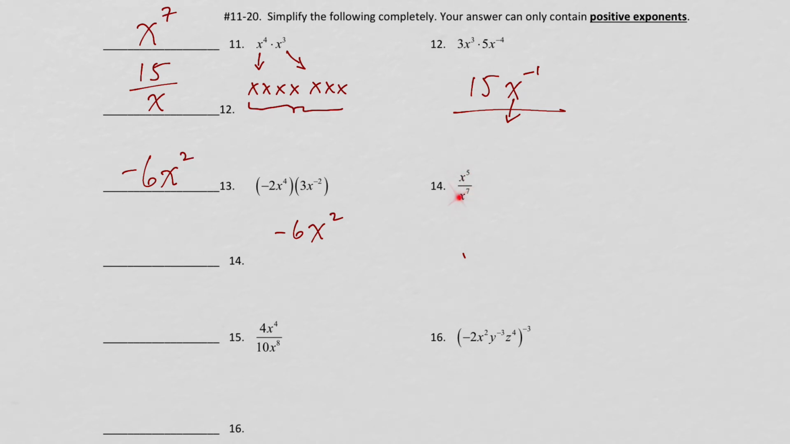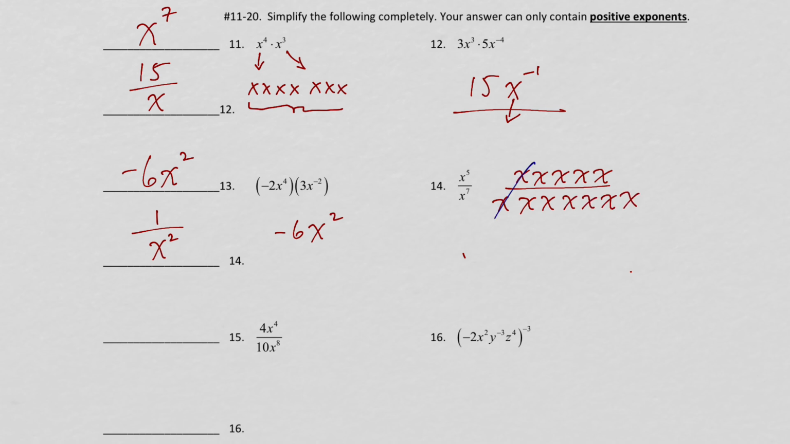Whenever you're dividing and the bases are the same, you subtract your exponents. So this is going to be a 1 over x squared. And the way you can think of this is there's 5 x's on top. That's x to the 5th. And there's 7 on the bottom. 3, 4, 5, 6, 7.